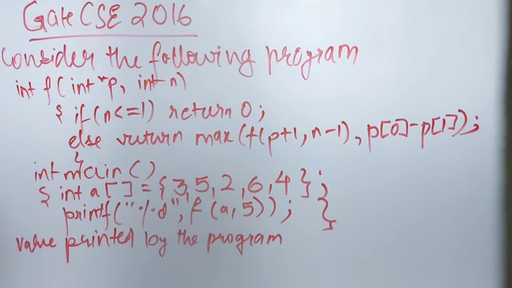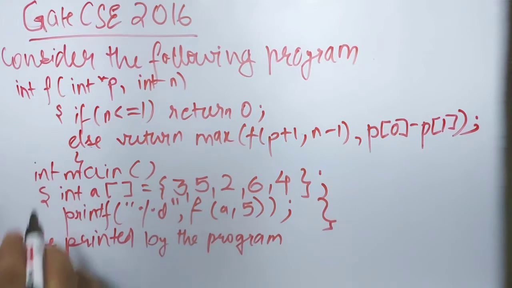Today I will be discussing a GATE CSE 2016 Set 2 question, which is on the topic of C programming. First, let's read the question. Consider the following program. They have given us a program. I have also depicted it on the blackboard.